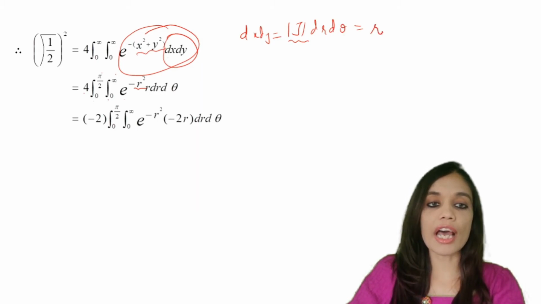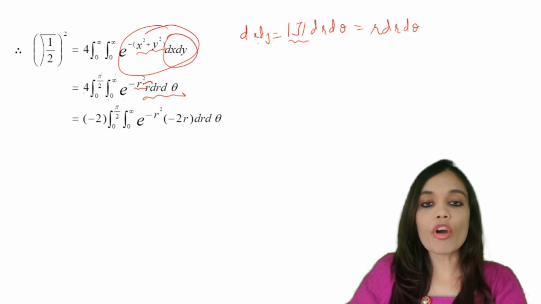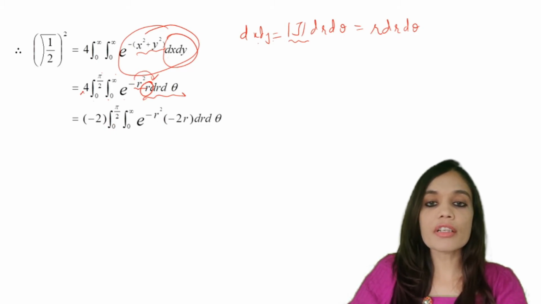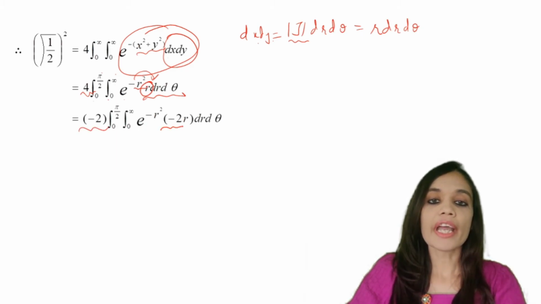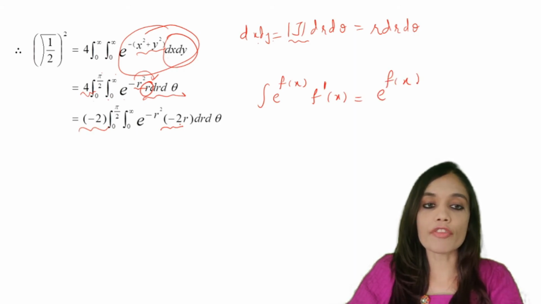Mod j is what? r. So we will get dx dy as r dr d theta. Okay, so put that value. Now firstly, what we will do is form the derivative of minus r square at this place. So we will convert this 4 into minus 2 into minus 2 and write this r, right? So what we have proved from this is that integration of e raised to f(x) into f dash of x will be equal to what? e raised to f of x.